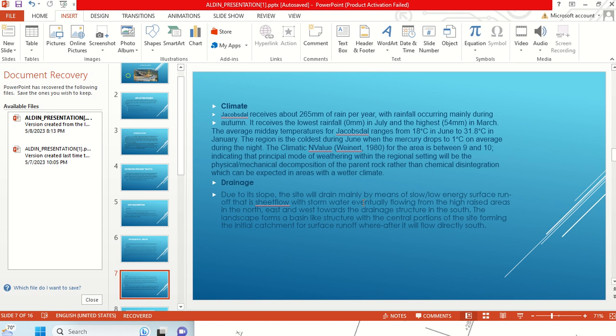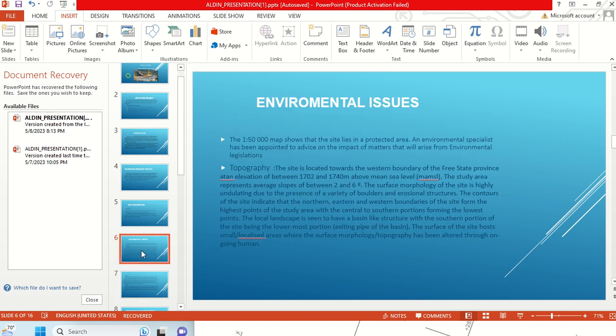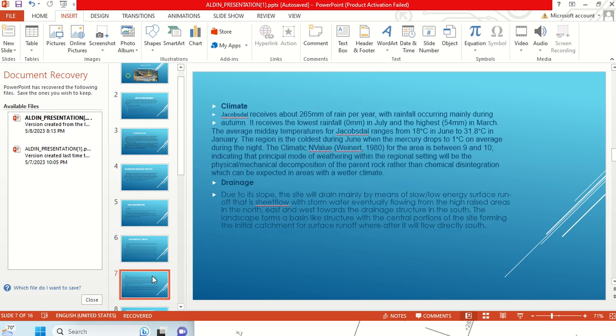We are now going to look at the climate, which also falls under the environmental issues. We have looked at the topography, and now we go to the second part of environmental, which is the climate. Now we're going to look at the actual area. It receives a rainfall of 265 millimeters per year, with the rainfall occurring during autumn. It received the lowest, which is 0 millimeters, in July, and the highest of 54 millimeters in March.